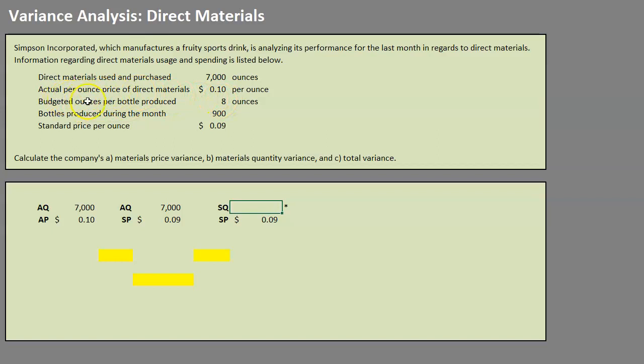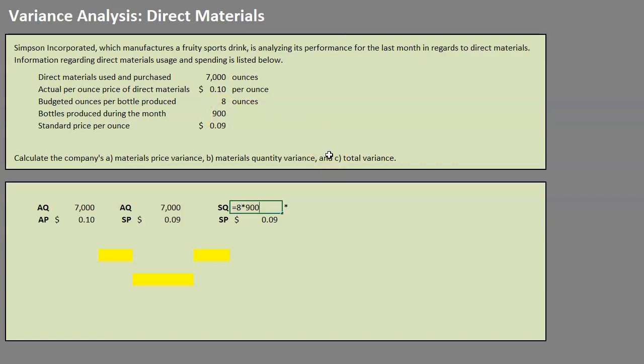Notice how it says standard ounces per bottle produced. This is referring to actual bottles produced. If we go down to the next line, the actual bottles produced during the month were 900. So basically, our standard quantity should be, okay, we're budgeting that we're going to use 8 ounces per bottle. We actually produced 900 bottles. So that would be 8 ounces for 900 bottles.